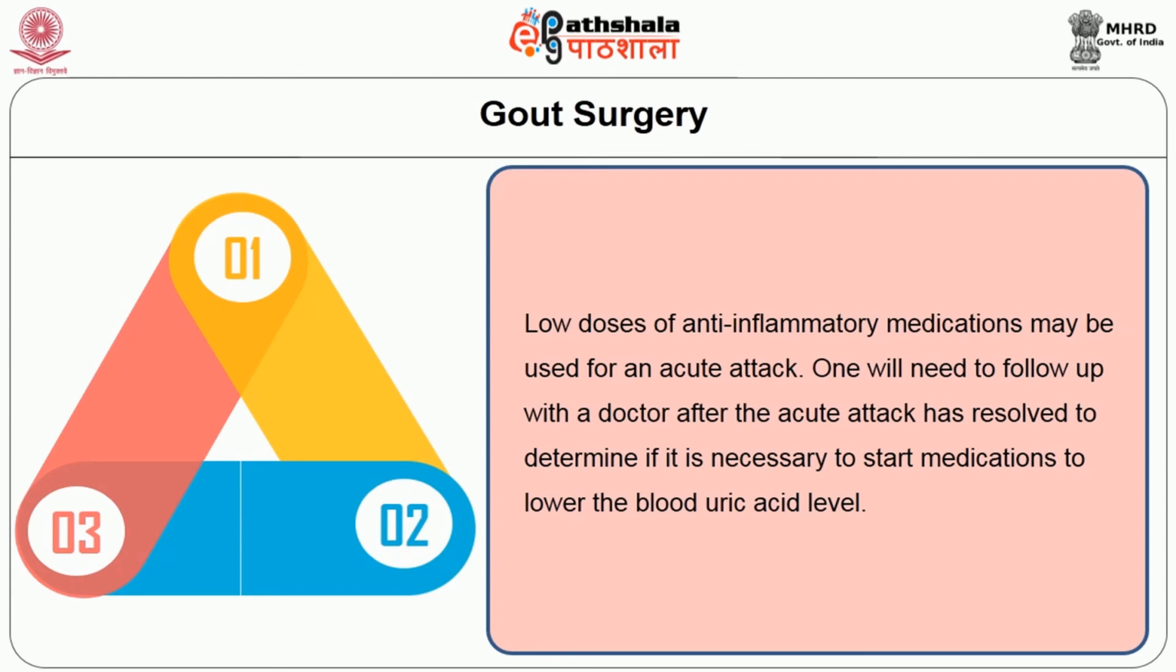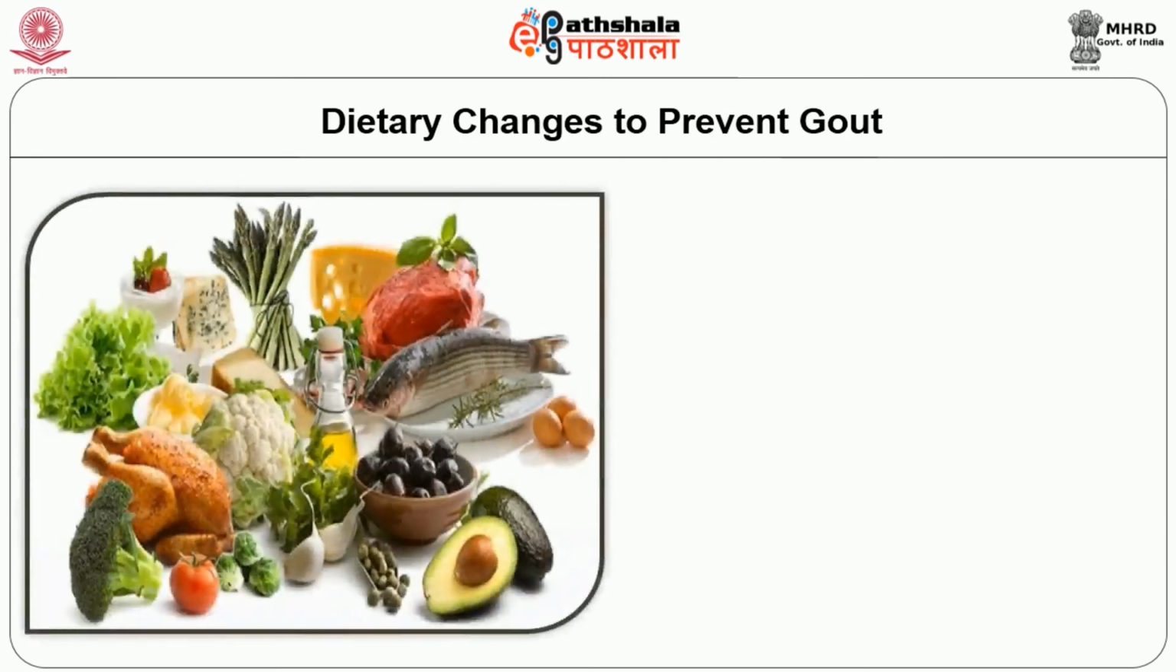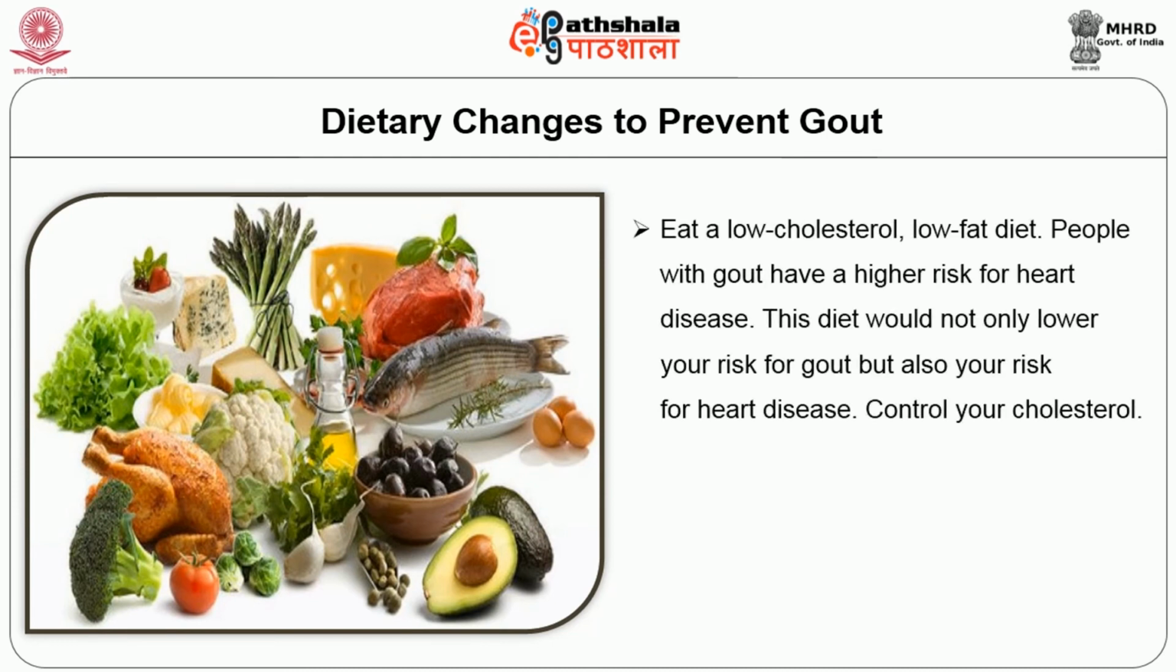If you are at risk for gout, you should do the following. That is, you have to follow dietary changes to prevent gout. Eat a low cholesterol, low fat diet. Actually, people with gout have a higher risk for heart disease. This diet would not only lower the risk of gout, but also your risk for other types of heart disease. So control the cholesterol. A fat-free diet is useful in this case.